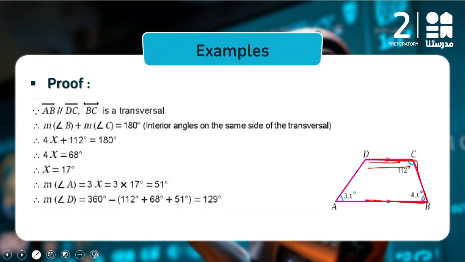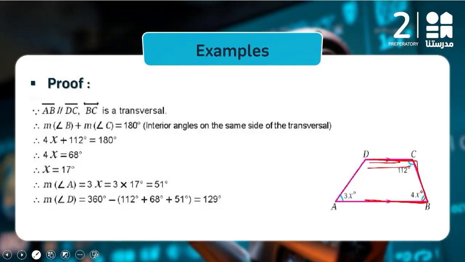Then the measure of angle A equals 3x, and we have x equals 17. How can we find A? We can multiply 3 times 17. So the measure of angle A equals 3 times 17 equals 51. What about angle D? How can we find the measure of angle D?